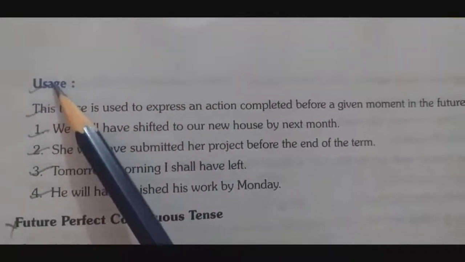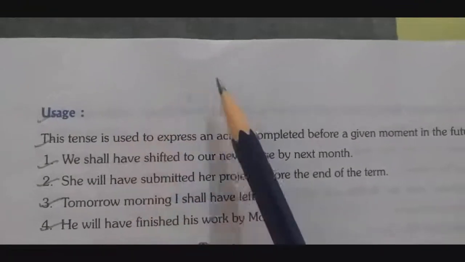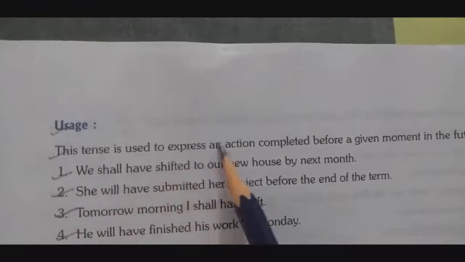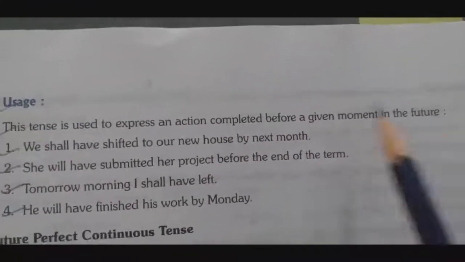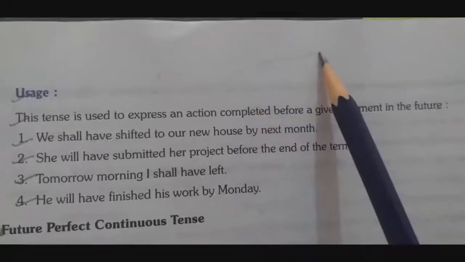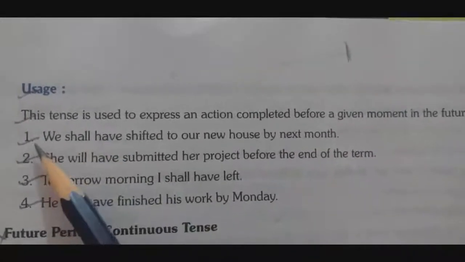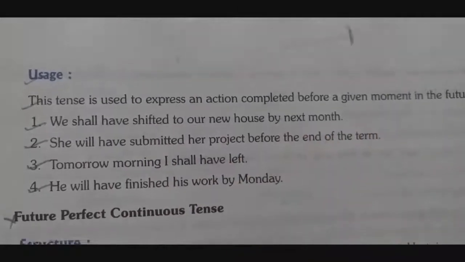Now see usage. Usage of future perfect tense. This tense is used to express an action completed before a given moment in the future. Okay, so in the future, the action is going to be completed before the given time. Example number 1: we shall have shifted to a new house by next month.